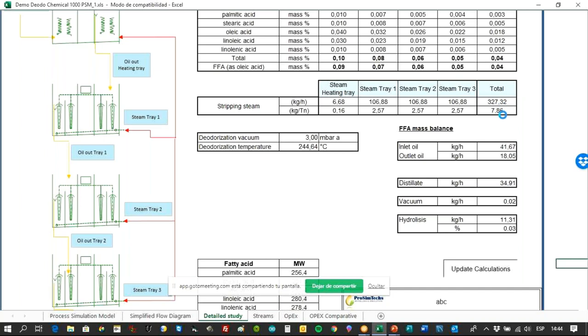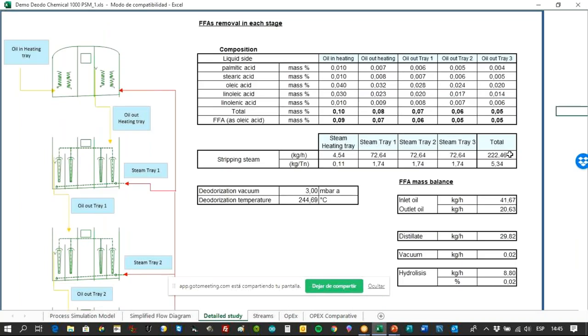We are going to check what happened here with the free fatty acid content. Let us wait for a few seconds more. We should now have this same value. Okay, yeah. So, as we can see, since now I have reduced the total stripping steam to the deodorizer to the equivalent that I was using in the last deodorization tray, we get our free fatty acid target. So, basically, we have reduced the total stripping steam that we are using, and we still get our free fatty acid target related to the quality specification for our deodorized oil.